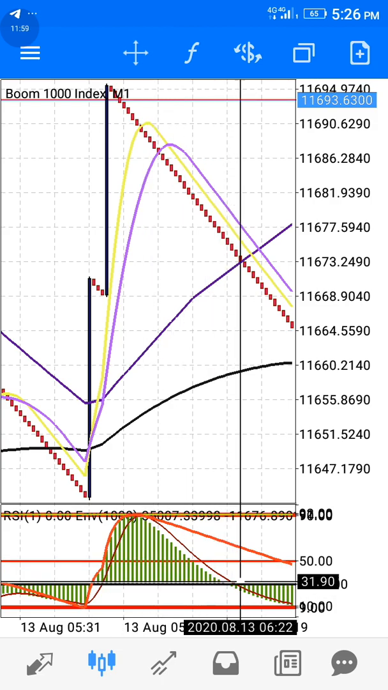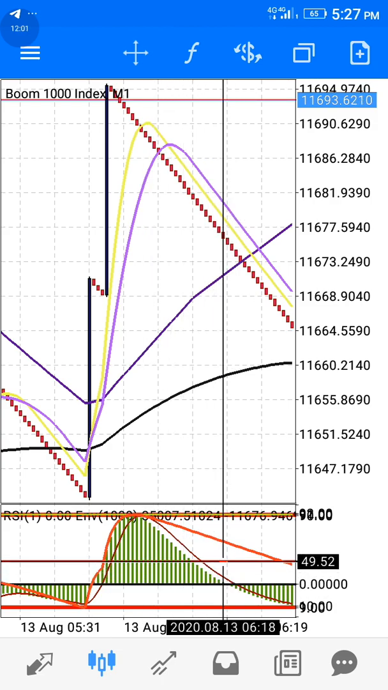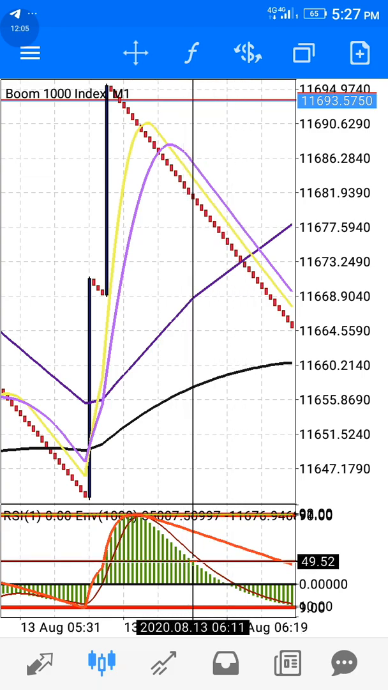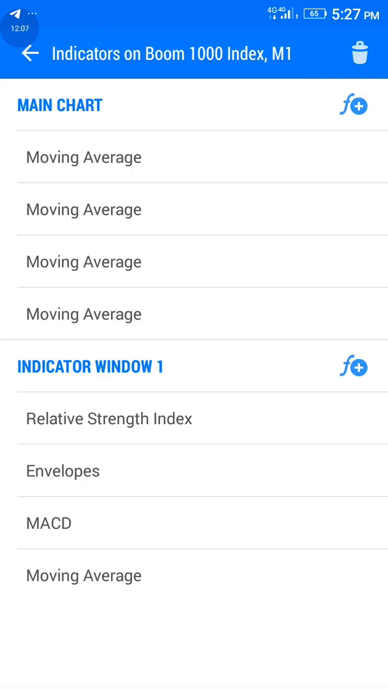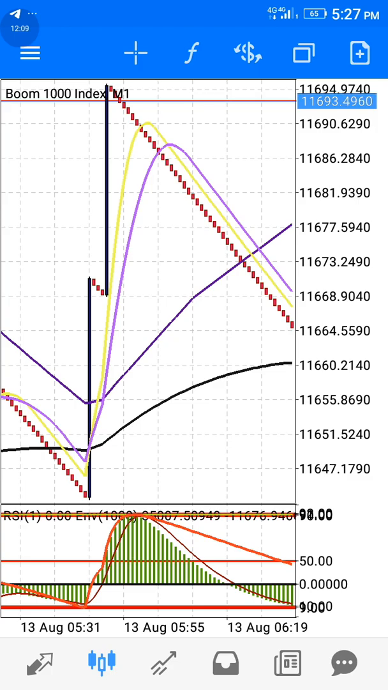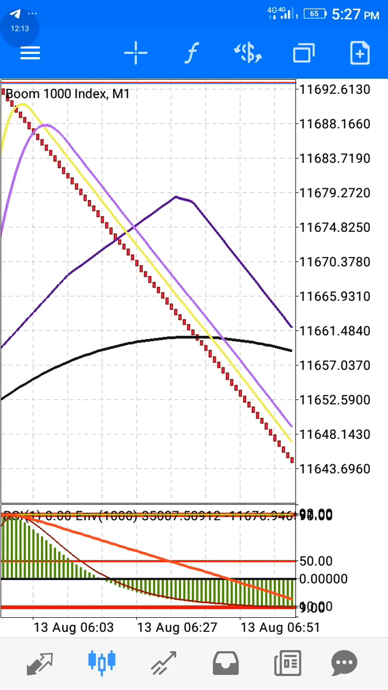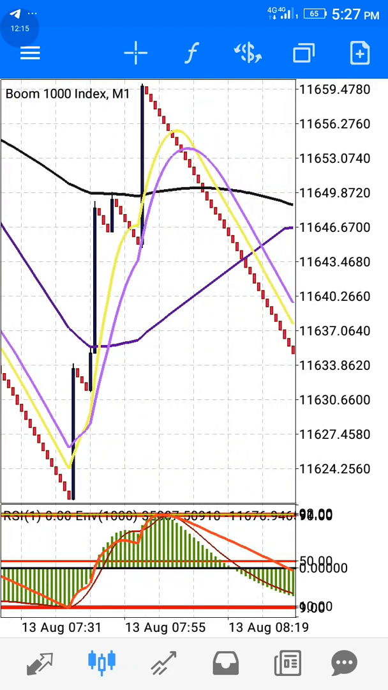So you can use this 50 line, this 50 RSI, as your TP. You see, this one is more than 1 hour. It sold for long. Let me show you more samples.